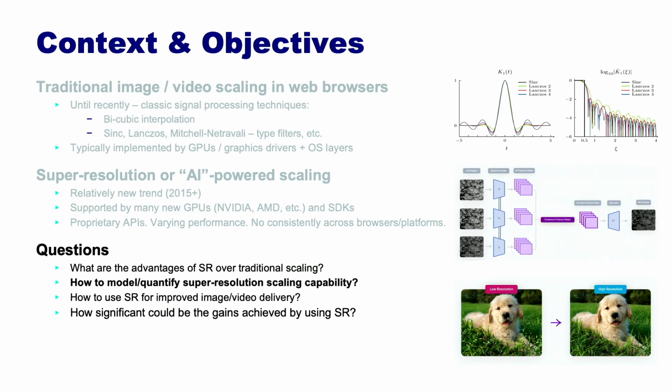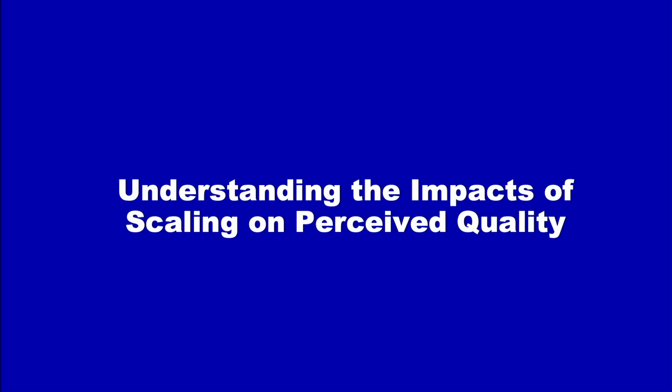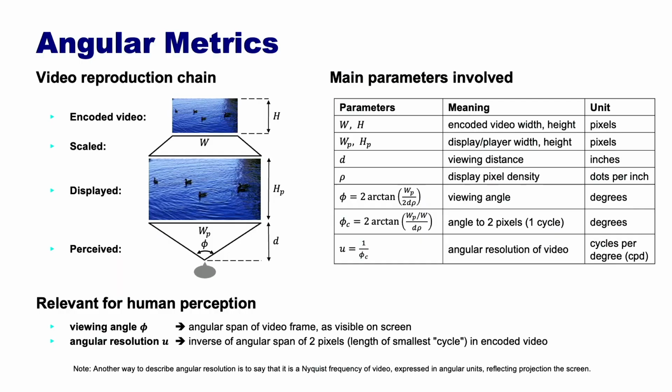Now that we have seen the advantages of such algorithms, we need a model to quantify such capability. For that, we need to understand the impacts of scaling on perceived quality before we go into modeling that. And for that, what is very important is two angular metrics. One is the viewing angle, shown here by phi, which is the angular span of the size of the video that is projected on the screen.